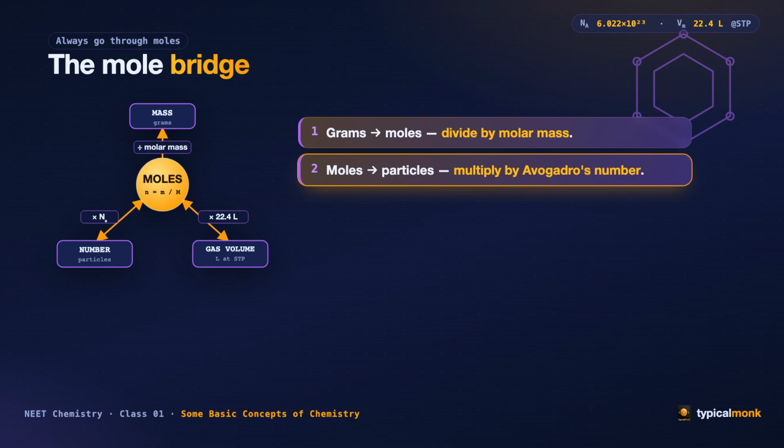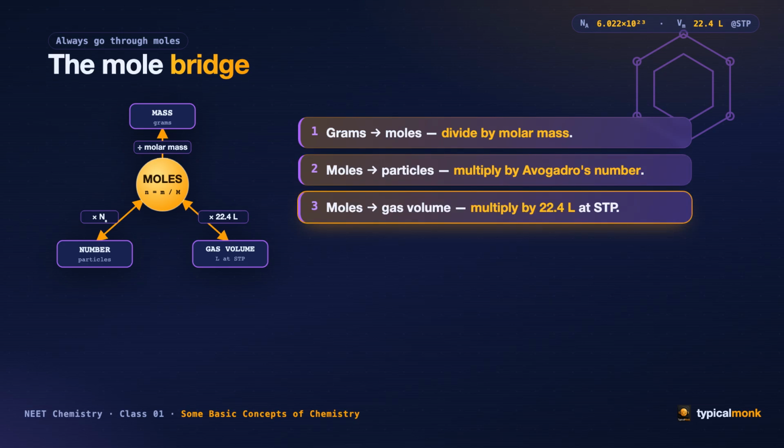The second road connects moles to the number of particles. Multiply your moles by Avogadro's number, 6.022 × 10^23, and you know exactly how many atoms or molecules you hold. The third road connects moles to gas volume. Multiply your moles by 22.4 liters, and you have the volume at standard temperature and pressure.